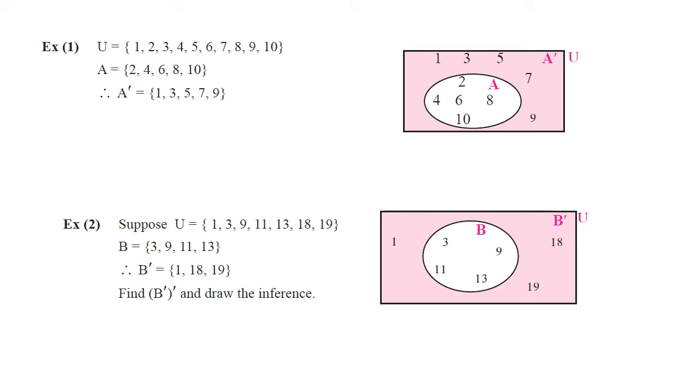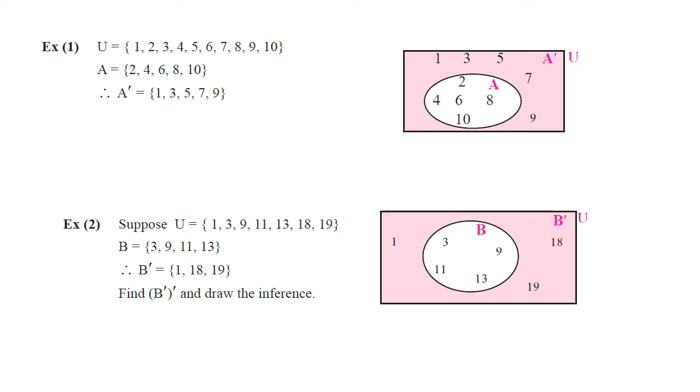We have learned how to represent a subset in the diagram. So similarly I will represent set A over here. The elements which are present in the square but not in the circle will be the elements of A complement. Now let's see the second example. Over here they have taken a universal set such that 1, 3, 9, 11, 13, 18 and 19, in which 3, 9, 11, 13 are the elements of set B. So the remaining elements, that is 1, 18 and 19, will be the elements of B complement.